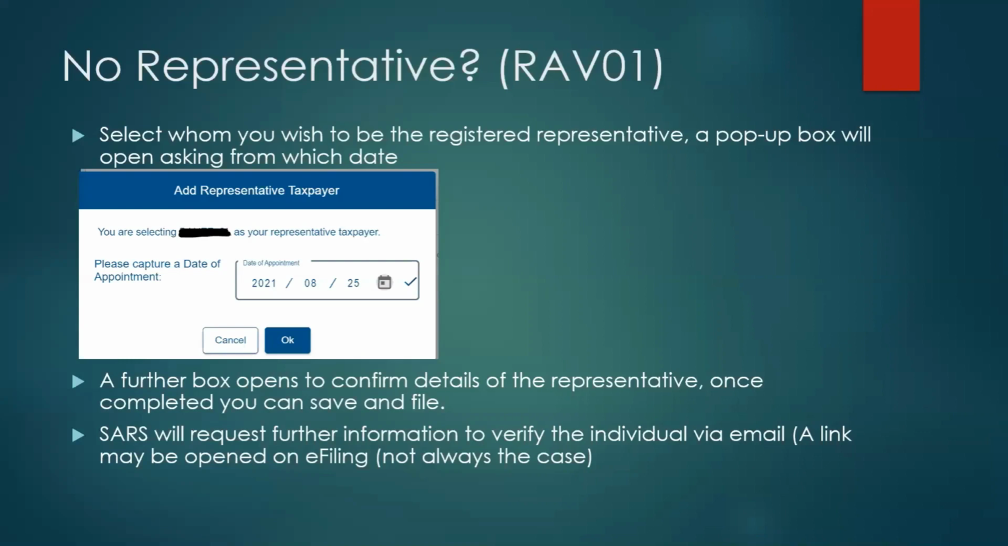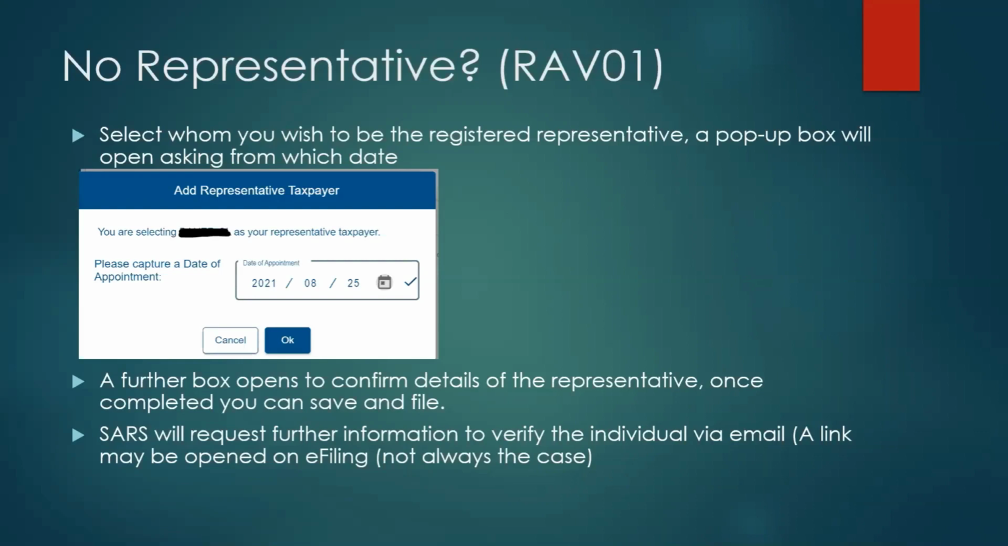Once you are happy with all the information, you're going to save this on your RAV01 and you're then going to submit. Now, SARS is going to request further information. We'll go through the details of that shortly to verify the individual. So an email will be sent to the representative taxpayer that you've just clicked, who's going to now be authorizing all these transfers. They will receive this email, and the email will break down exactly the information that's required to be sent to SARS, and it will indicate where these can be sent.